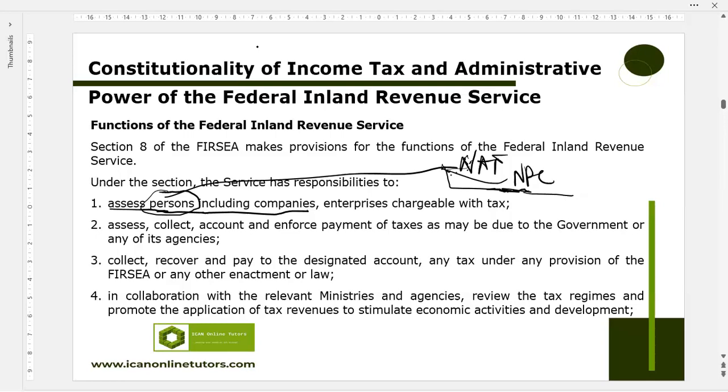Also, they have power to assess, collect, account, and enforce payment of taxes as may be due to the government or any of its agencies. They have power to collect, recover, and pay to the designated account. Also, in collaboration with the relevant ministries and agencies, they have power to review the tax regimes and promote the application of tax revenues to stimulate economic activities and development.